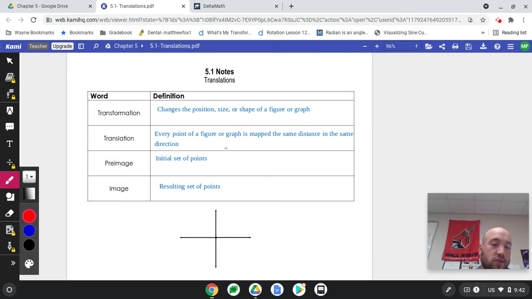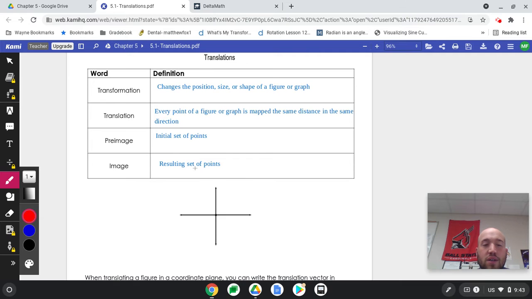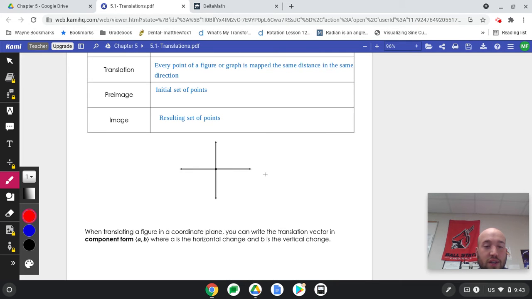Now, our next two words, pre-image and image, go together. Hopefully we know pre-season is before the season. Preview, you watch before the movie, to show you what it's about. Pre-existing means it was already existing. Prehistoric, lots of words. Pre, we know, is before. So the pre-image is our initial set of points, and the image is the resulting set of points that we get.